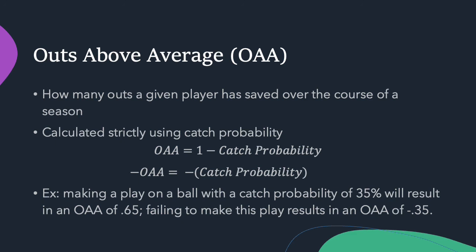For example, making a play on a ball with a catch probability of 35% will result in an OAA of 1 minus 0.35, which equals 0.65. However, failing to make this play results in an OAA of negative 0.35. These numbers are added up as the season goes on and results in a final OAA at the end of the season.